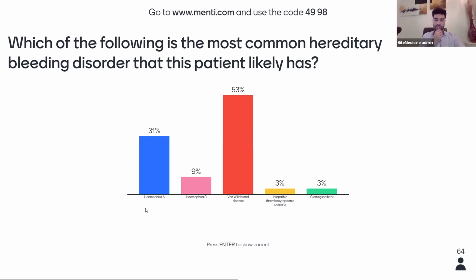Women in general, females, can extremely rarely get Haemophilia A, but the vast majority are in males because it's an X-linked recessive condition. So that makes haemophilia extremely unlikely. And also the question has said, which is the most common hereditary bleeding disorder? The most common hereditary bleeding disorder by far is von Willebrand disease. So that is why haemophilia is not the correct answer.